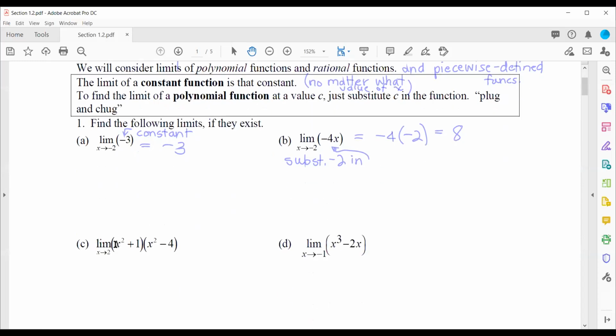All right, well, the next one, that's still polynomial function. So plug in 2. Just be careful. 2 squared plus 1 times 2 squared minus 4. 2 squared is 4. 4 plus 1 is 5. Again, 2 squared is 4. 4 minus 4 is 0. 5 times 0 is 0. Okay.